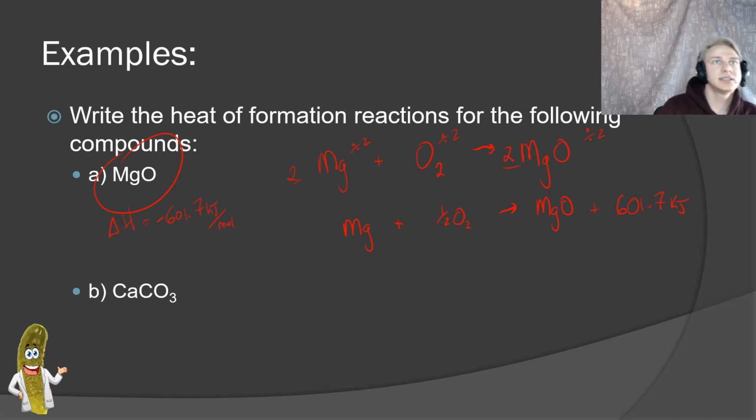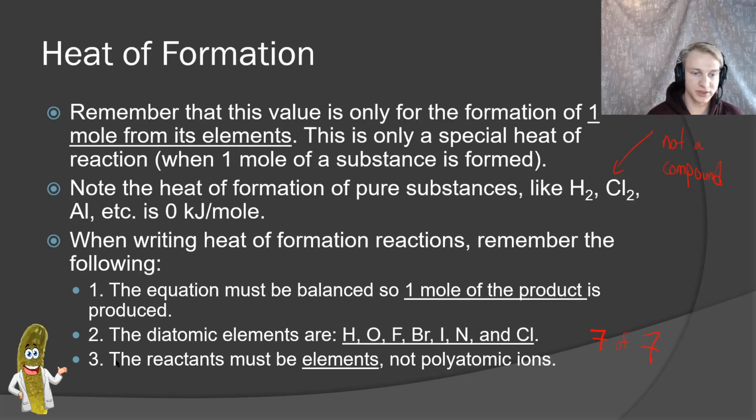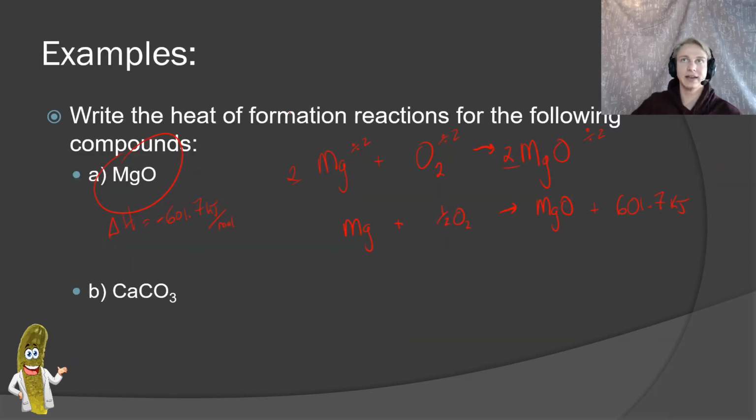The CaCO3 reaction can be a little bit more confusing in terms of finding its actual heat of formation. Every time I Googled it, the only reaction that I actually got for this one broke the last rule: that the reactants must be elements, not polyatomic ions. So when I looked it up, this rule actually got broken. And so here was what I found online.